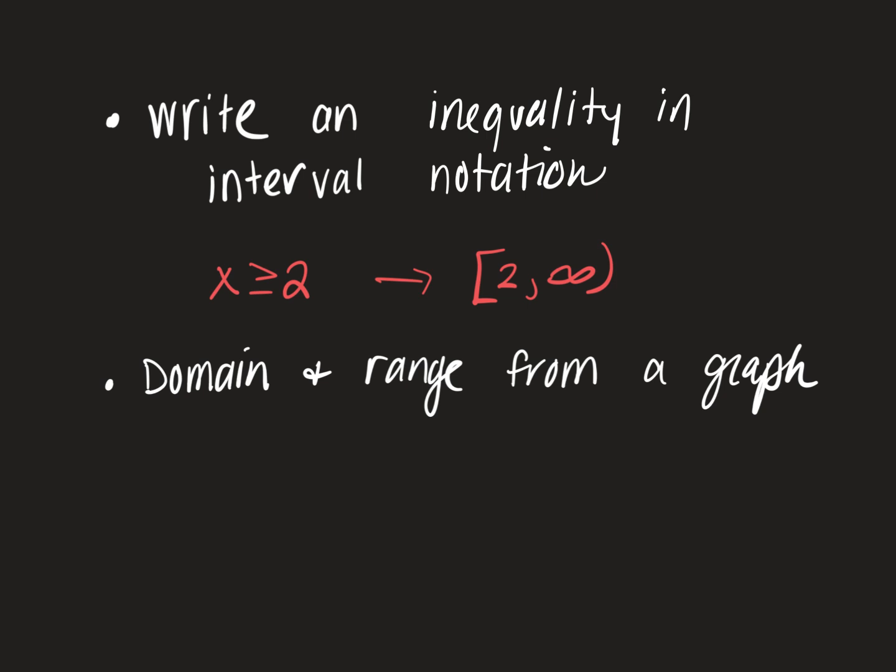We need to be able to graph a line. Wait, what? You need to explain. Explain what? What is domain and range from a graph? It means you have to look at a graph and tell me what the domain and range is.